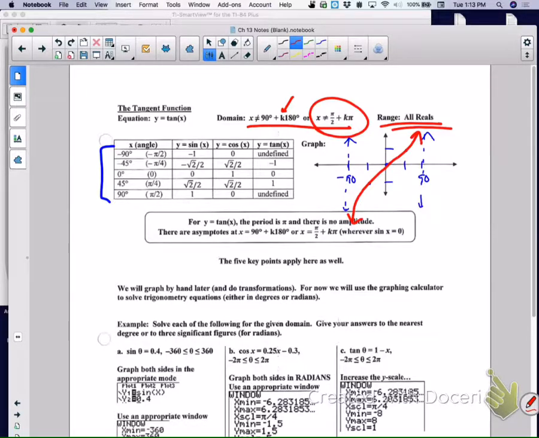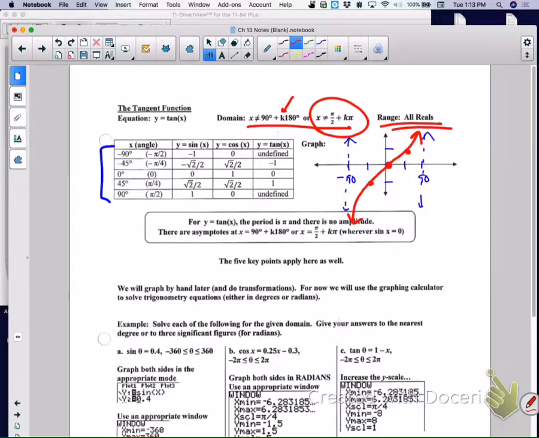You do still have 5 key points here. You've got the asymptotes. You have your point here, and your point there in the middle. For the most part, when I graph the tangent, I'm focused on the asymptotes and that kind of pivot point there in the middle, and the rest is just kind of a sketch.